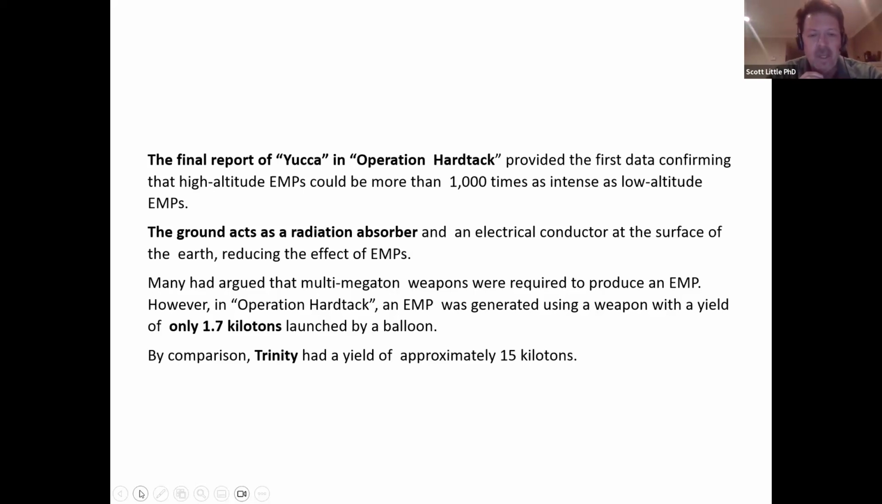But they also figured out that this was only a small one that they used. It was only 1.7 kilotons and launched by a balloon, but it still had that same effect. Now, Trinity, which was again the one from the Manhattan Project, had about 15 kilotons.